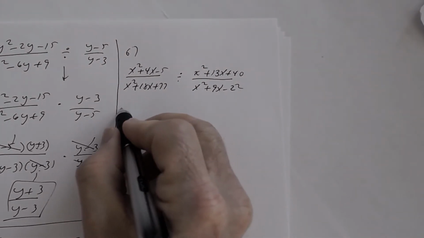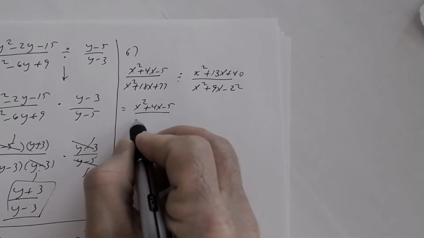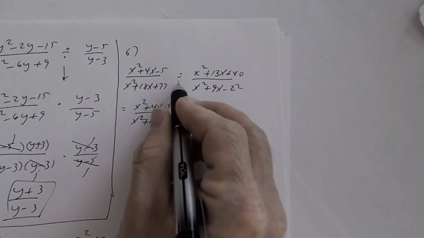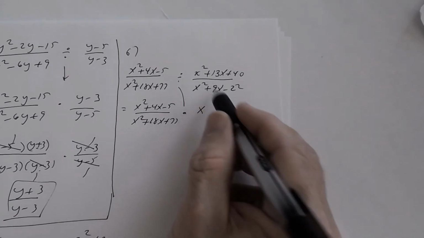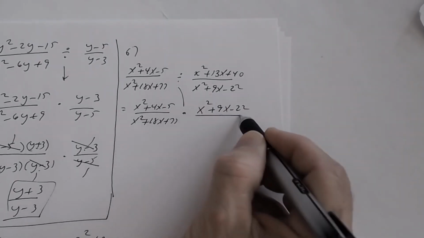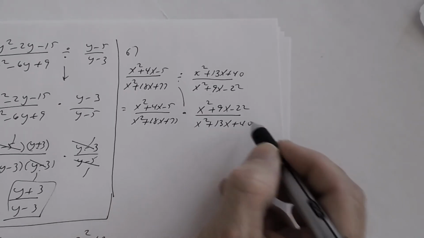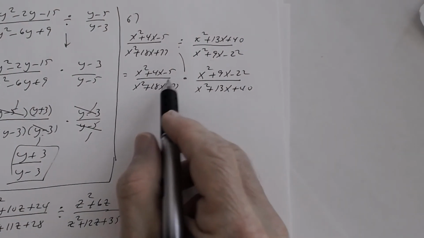So when I do that, I'm going to get x squared plus 4x minus 5 divided by x squared plus 18x plus 77 times the reciprocal. So when I take the reciprocal of this, I get x squared plus 9x minus 22 divided by x squared plus 13x plus 40. All right, once you get to that point, the next step is to factor all your numerators and the denominators.